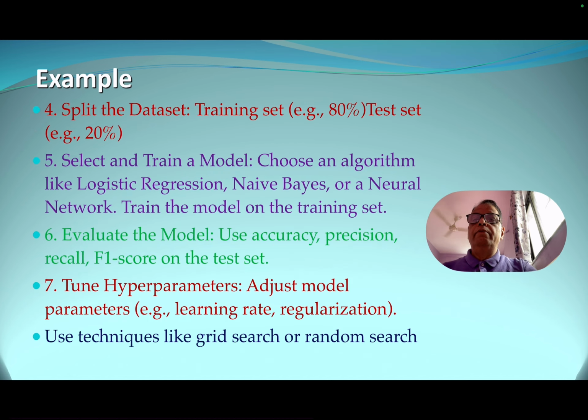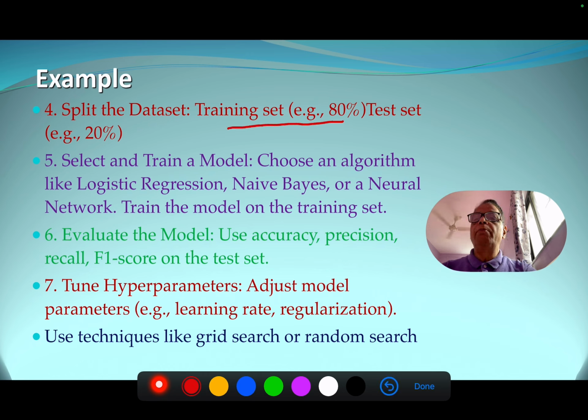Then we will split the given data set into two parts. One is called the training set, which is normally 80% of the data, and another part is called the test set, which is normally 20% of the data. So now we can select the appropriate model so that we can train it. Say, for example, you can choose algorithms such as logistic regression, Naive Bayes, or you can make use of a neural network. And then once it is selected, you can train the model on the training data set. Once it is trained, you can make use of accuracy, precision, recall, or F1 score on the test set. And then you can tune some hyperparameters as well.